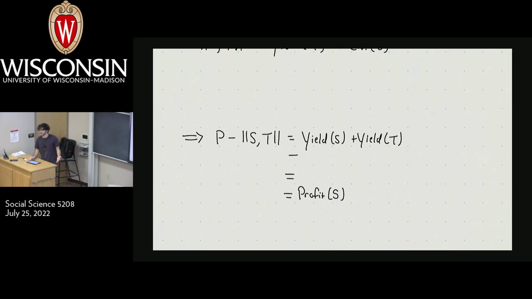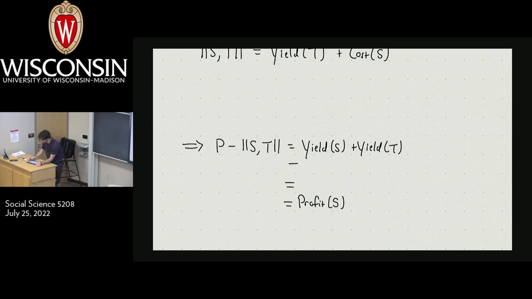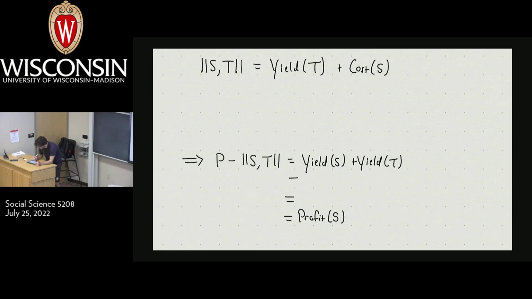So now what's the difference? Well, P minus the capacity is going to be the yield of S plus the yield of T minus the yield of T and minus the cost of S. And so these two terms are going to cancel. And so we're left with the yield of S minus the cost of S. But by definition, that's just the profit of S. And so we get exactly what we wanted. The profit of S is exactly the difference between the best possible profit in a perfect world and the capacity of the cut.